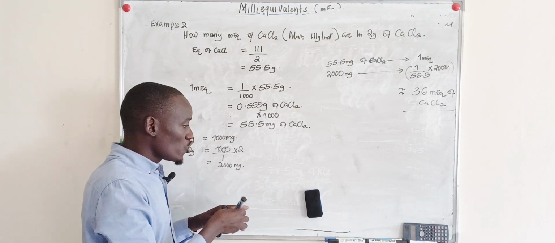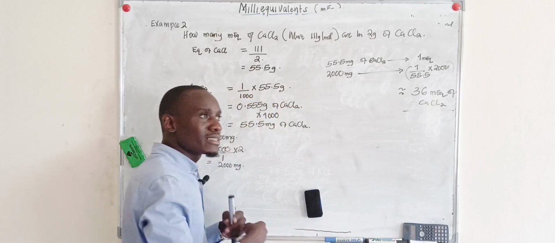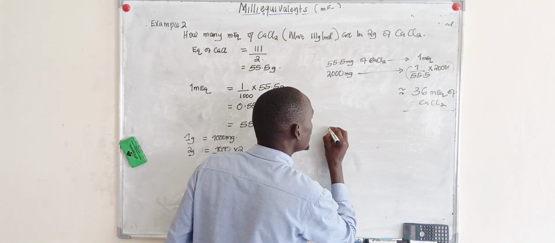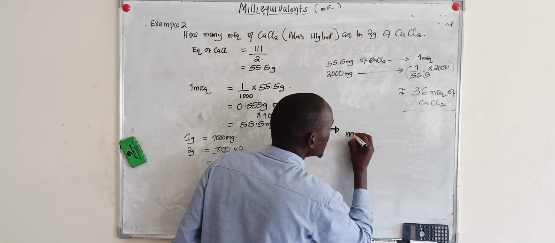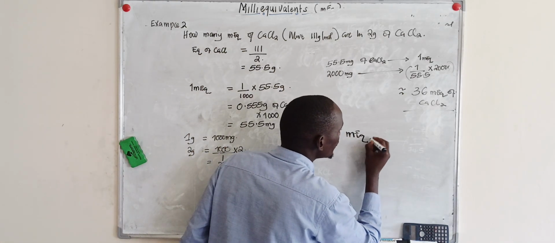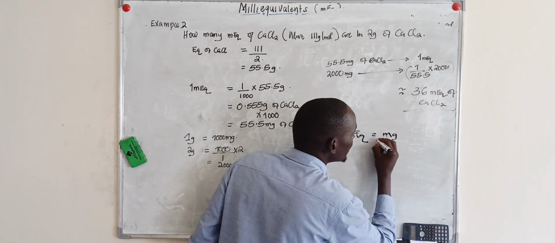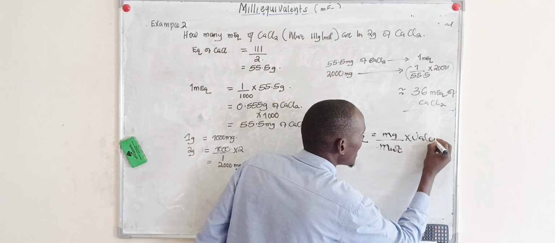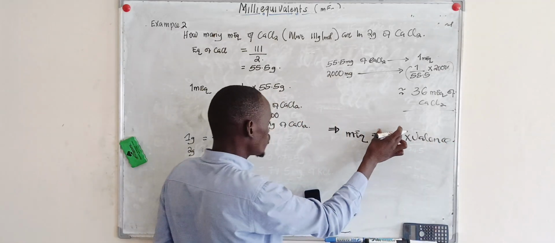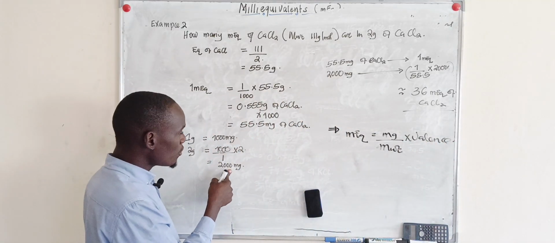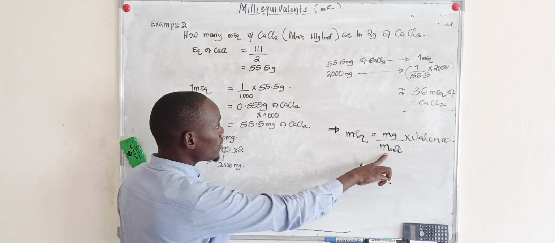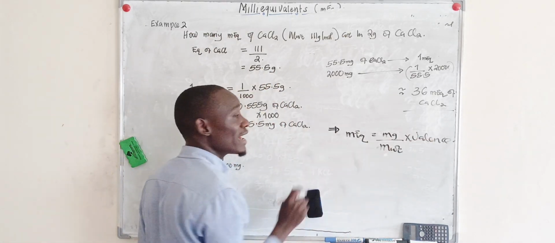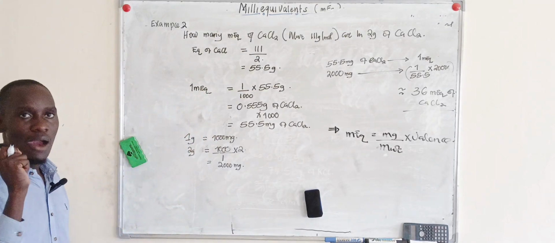Or else, you can also use the formula. It will still give you the same answer. In your free time, you can also calculate the milliequivalents using the formula, which will give the same answer, whereby the mass should be in milligrams, which we have already obtained, divided by the molecular weight times the valence. Let's look at our third example.